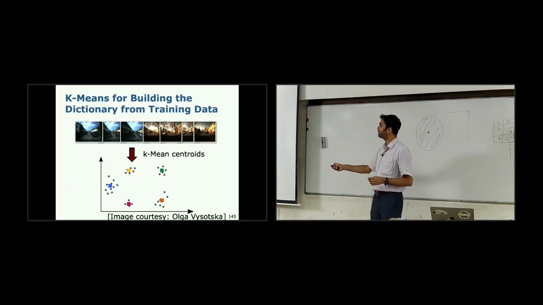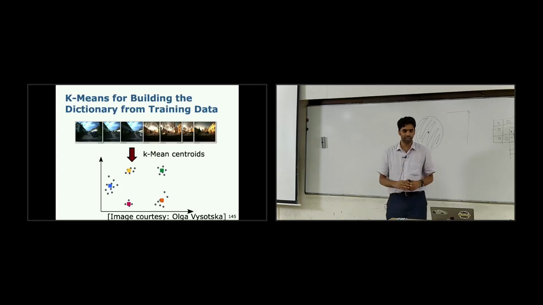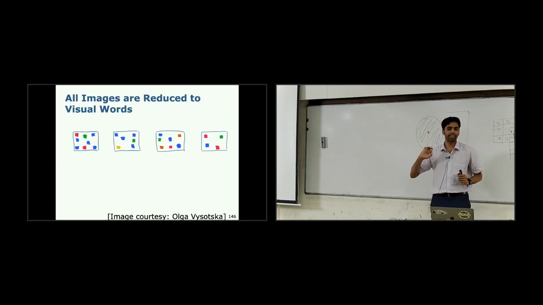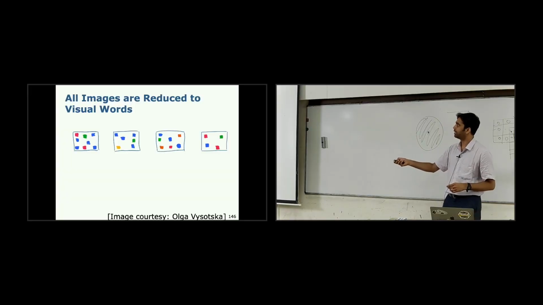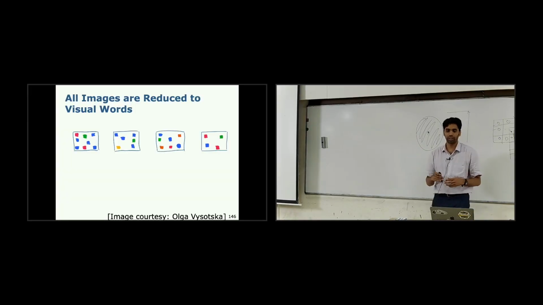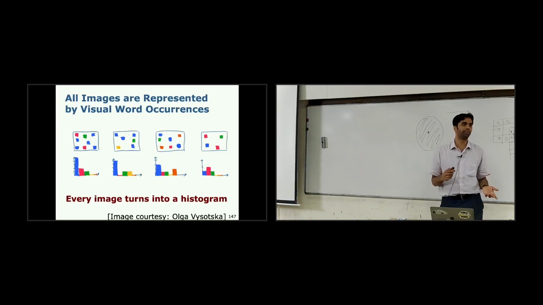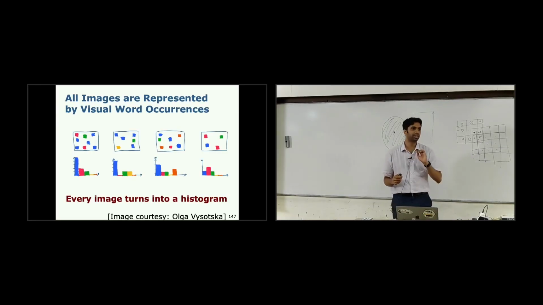We are finding all the road features to be together and all the building features to be together. So if you do the k-means algorithm on the features, you end up with these visual words, which are represented in these different colors. Like I said before, all the images are then reduced to these visual words, and visual words are reduced to a histogram. So in the end, every image gets turned into a histogram using the vocabulary, the dictionary, that you have just built.